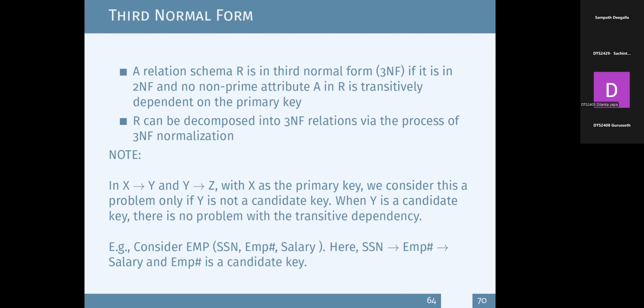So we can say a relation R is in third normal form if it is in second normal form and no non-prime attributes are transitively dependent on the primary key. If the relation is not in third normal form, you can decompose it into third normal form using third normal form normalization. Now let me go back and show you a small example and we'll come back again to continue.